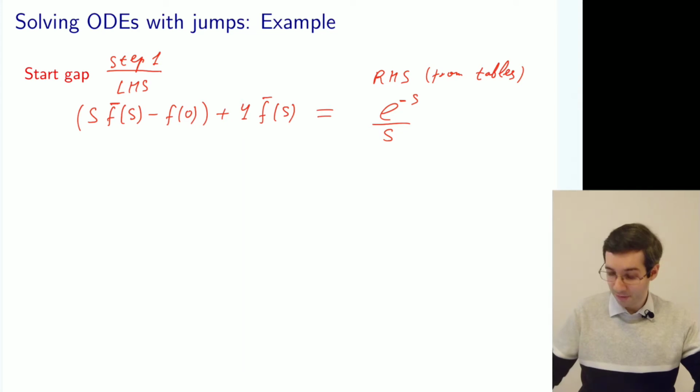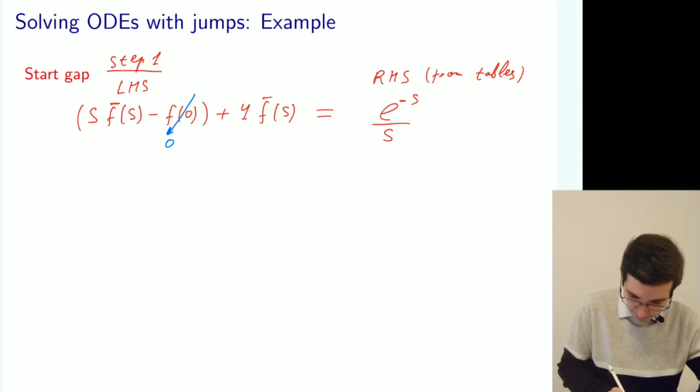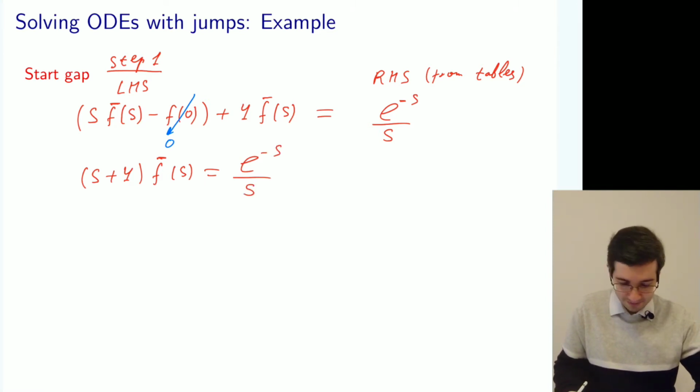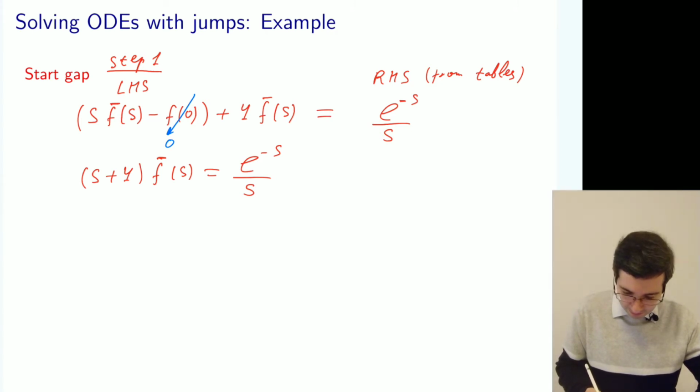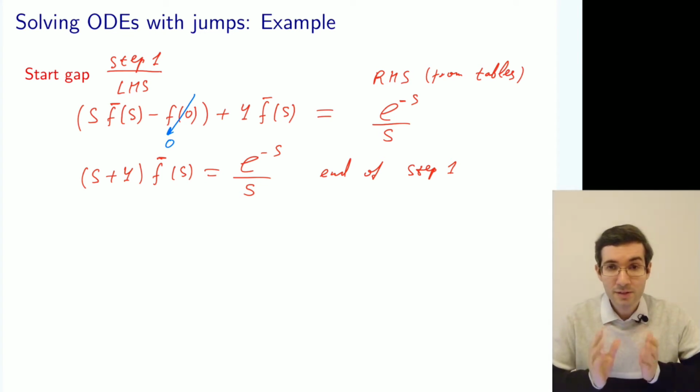Then we use the initial condition to eliminate that constant, and we have s plus 4 times f bar of s equals exponential over s. So that completes step 1. And now we just need to express that function as a function of s.